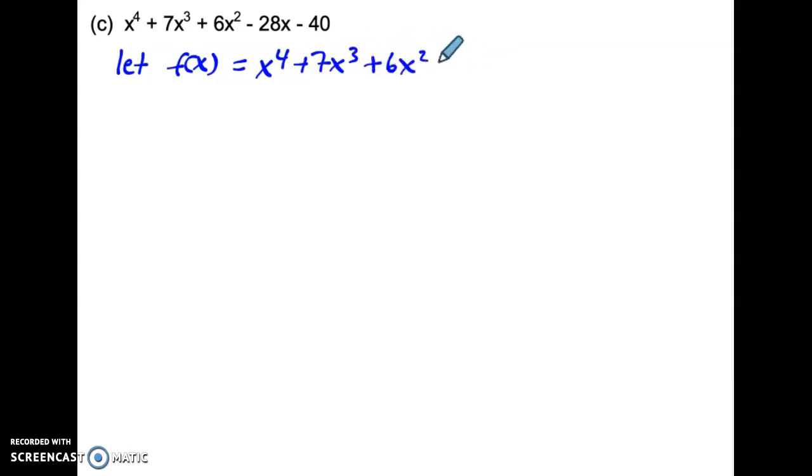And then I would recommend that you guys pause the video and find a number that makes this quartic 0. Start with the low ones. Right, start with plus or minus 1. And then there's 2, there's 4, there's 8, there's 5. All the numbers that divide into 40 plus or minus. Okay, so pause the video, try numbers until you find one that works.